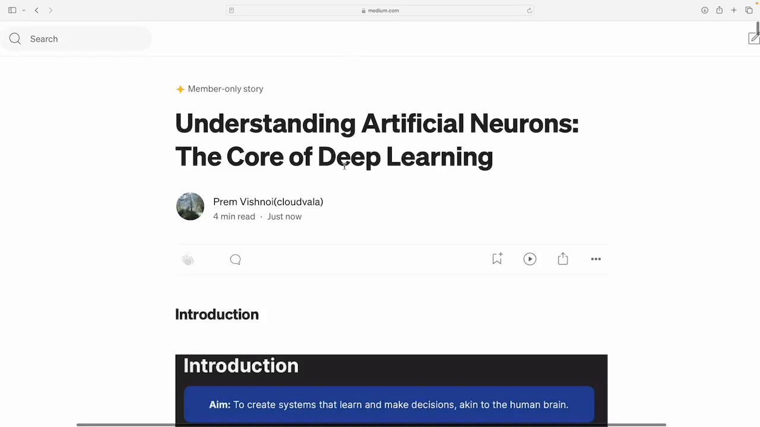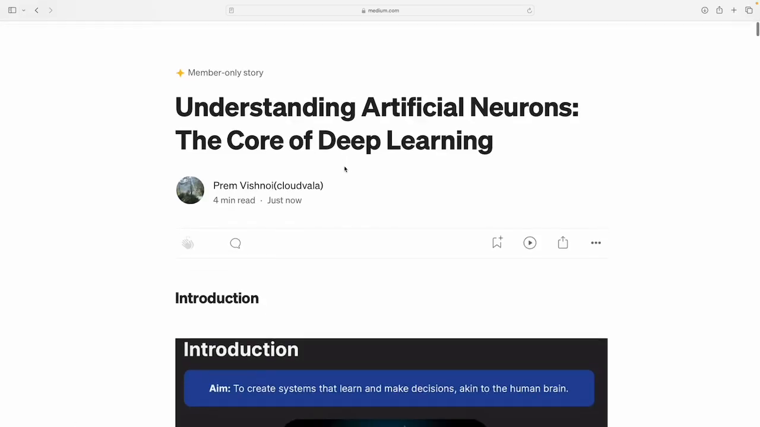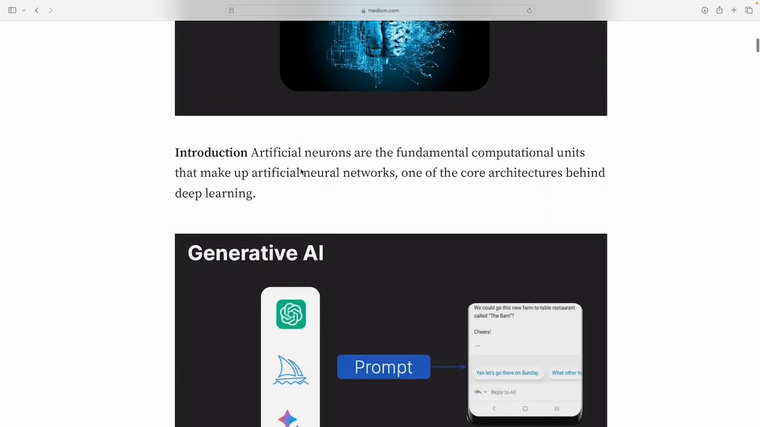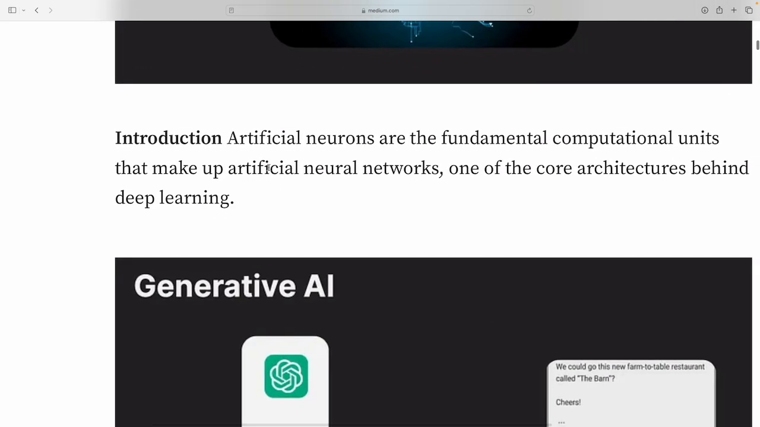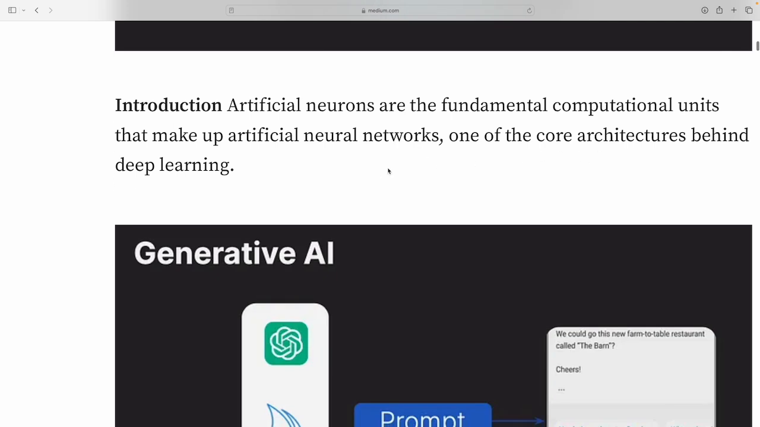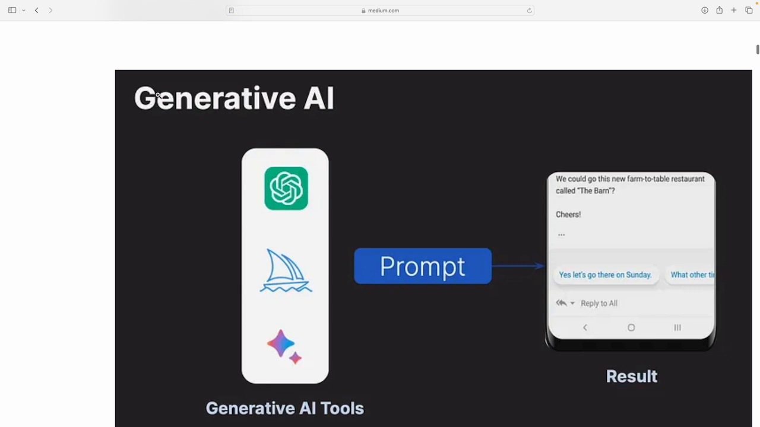Hello. So today I'm going to teach about artificial neurons and their core components. So let's talk about this. Artificial neurons are the fundamental computational units that make artificial neural networks work, right? They are one of the core architectures behind deep learning. So this is the example.